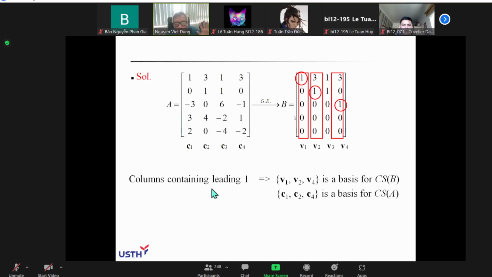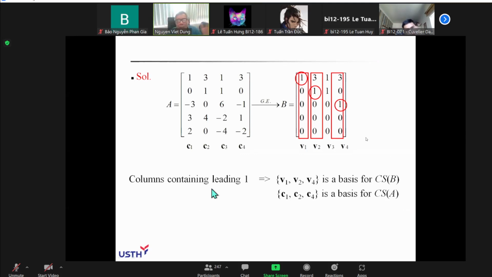Now, in the row echelon form, matrix B, we consider the columns containing the leading one. We have three leading ones here, and because of that, we have three columns containing the leading one. That is the columns V1, V2, and V4. And because of that, V1, V2, and V4 will be a basis for the column space of B. And once again, C1, C2, C4, the corresponding columns in the matrix A, will be a basis for the column space of A.